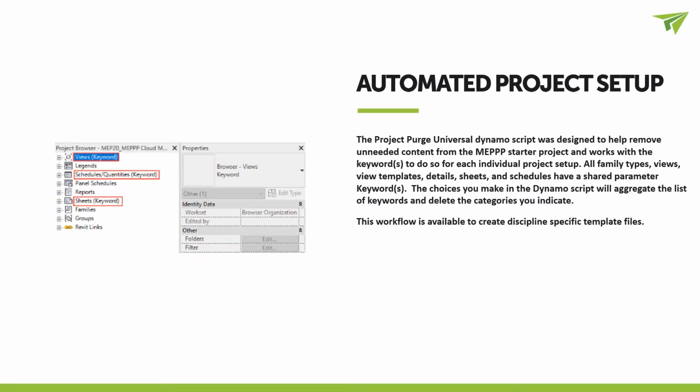So if you want to make a specific model just for mechanical and plumbing, you would go about using that Dynamo routine. You can select the items you don't want. It's very intuitive. It's very user friendly. We're not actually going to cover that today.